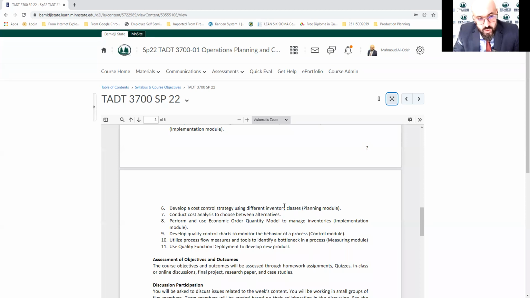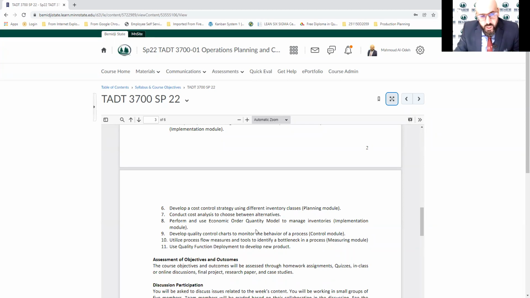Number 11 is use quality function deployment to develop a new product or provide a new service. So what we're going to do, we're going to learn about QFD and other tools that will help us to learn about the customer needs. And then once we understand what our customer needs, we could develop a product or provide a service based on their need.